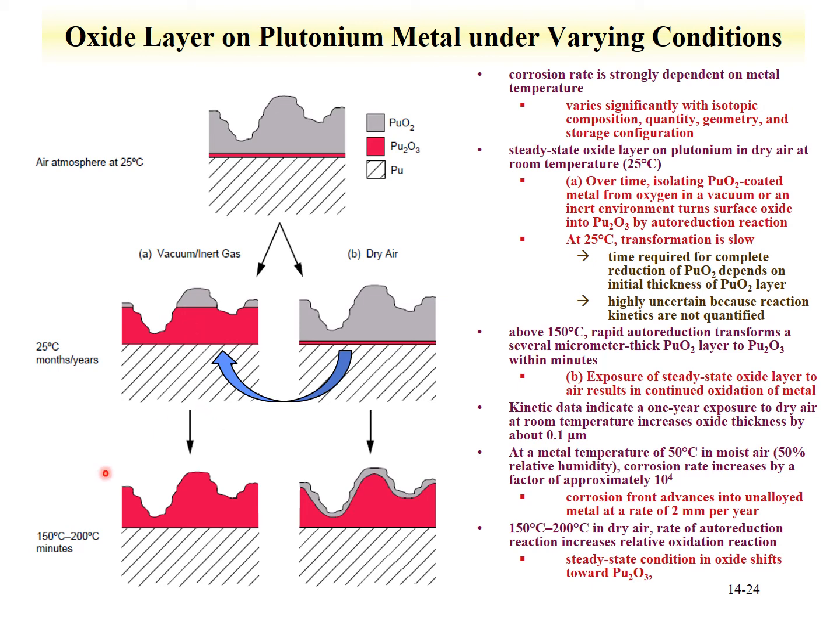If the temperature is increased, what we see occurring is that for both systems, the Pu2O3 layer can be very large. In the dry air, it goes to a steady state, whereas in the vacuum and inert gas, this phase can be the dominant oxide phase.